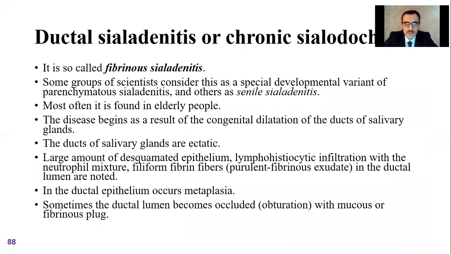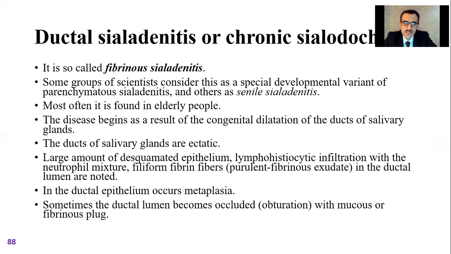Ductal sialoadenitis, or chronic sialodochitis, is also called fibrinous sialoadenitis. Some groups of scientists consider this a special developmental variant of parenchymatous sialoadenitis, but others consider it senile sialoadenitis. Most often it is found in elderly people.